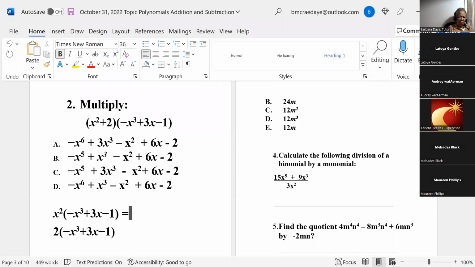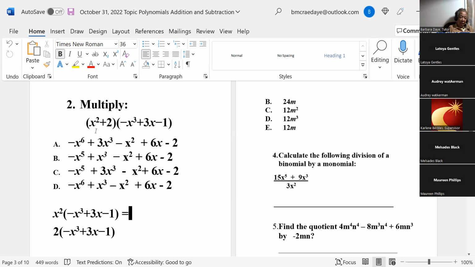Okay, the FOIL works when you have two items in one term and two items in the other term. In other words, x squared plus 2 times, say, minus x to the third plus 3x. Remember, it's first, outer, inner, last. What would be the inner here, this minus x to the third or the 3x? So you wouldn't use the FOIL.